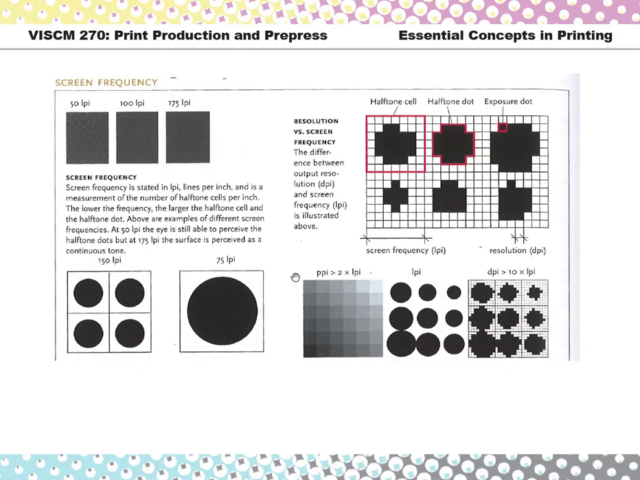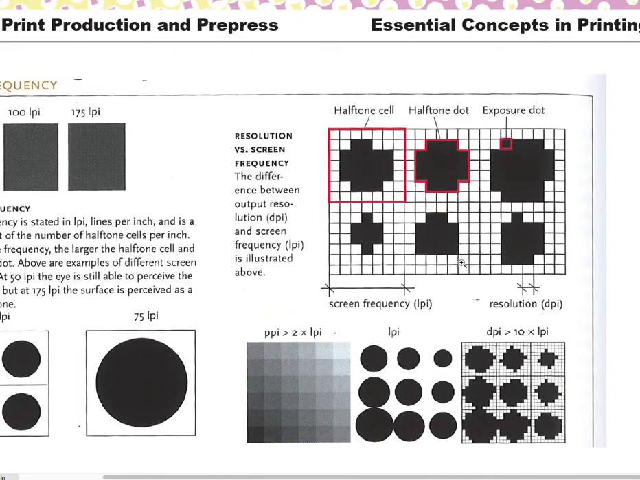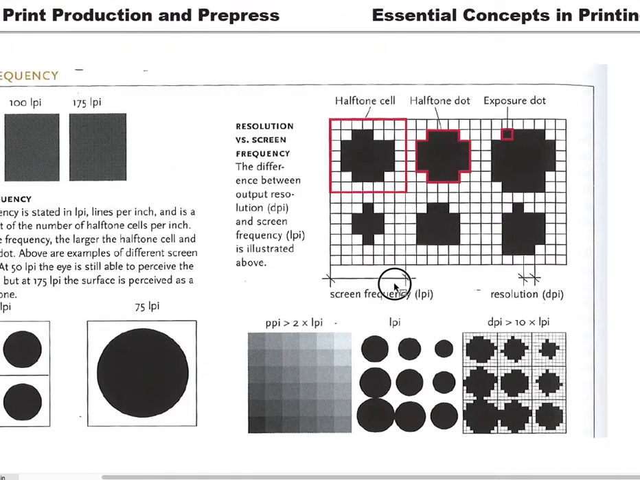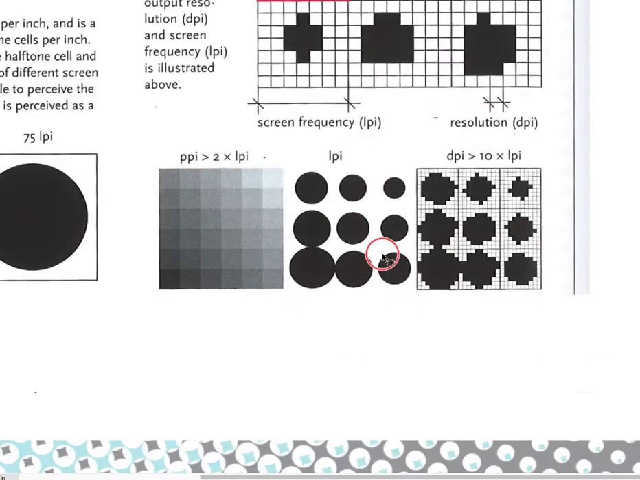And lastly, this is the screen I was talking about. So, lines per inch versus dots per inch. And pixels per inch. So here we have a view of dots, and the way that the dots are made is through image setters. And the image setter will have a grid, and it'll pick out and it'll fill in the squares on that grid to create the halftone dot. This is actually the best one right here to look at.